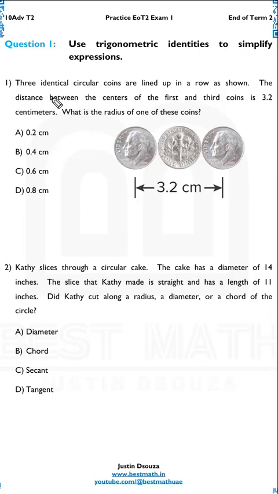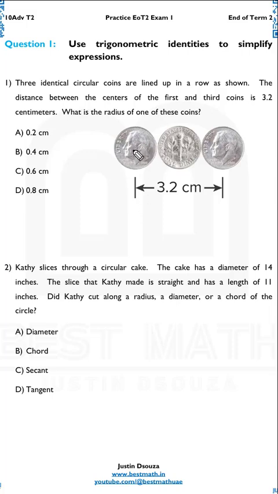In the first question, they have told there are three identical coins, and they have told the distance from the center of the first coin and the center of the last coin. Over here, this distance is 3.2. So what is the radius of each of these coins?